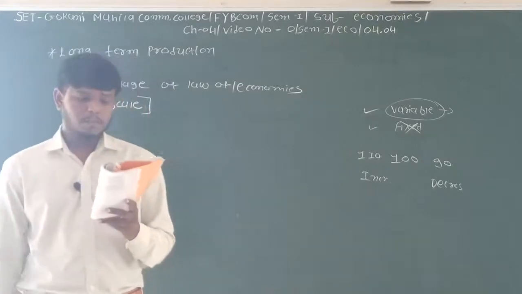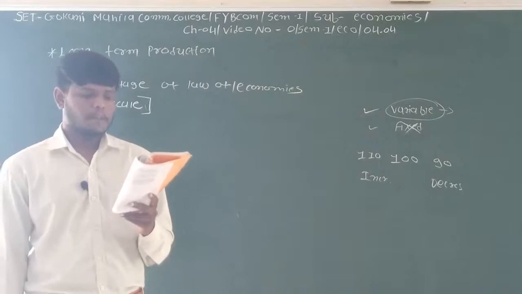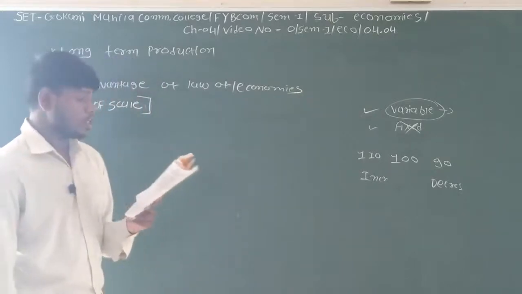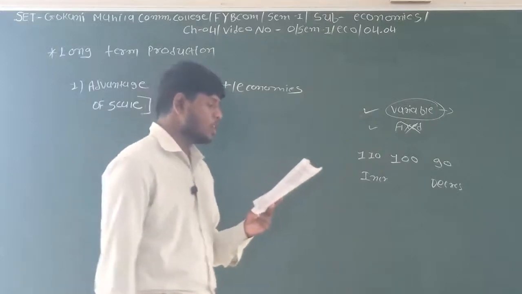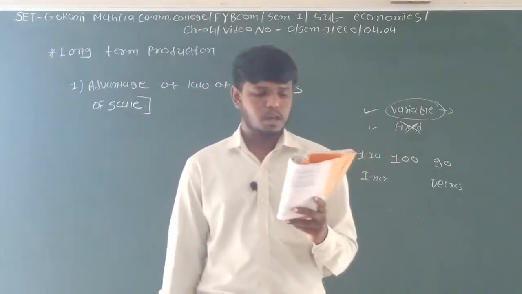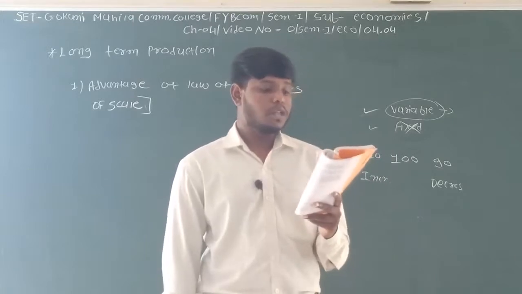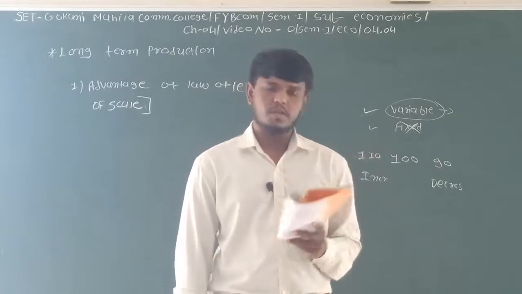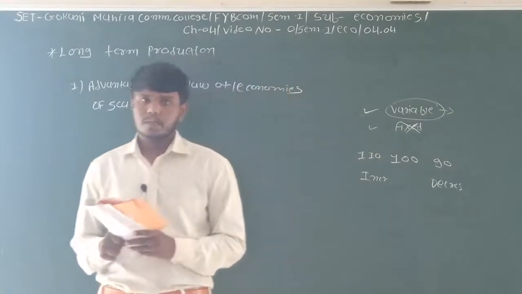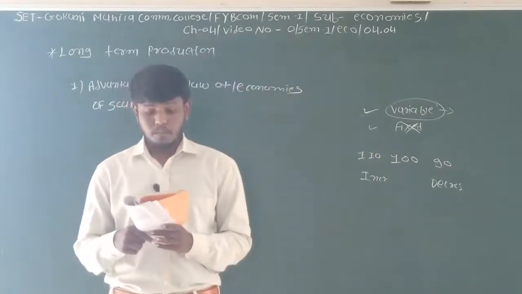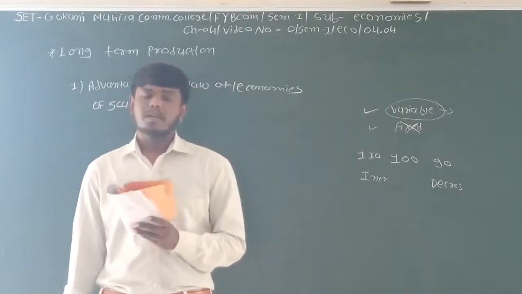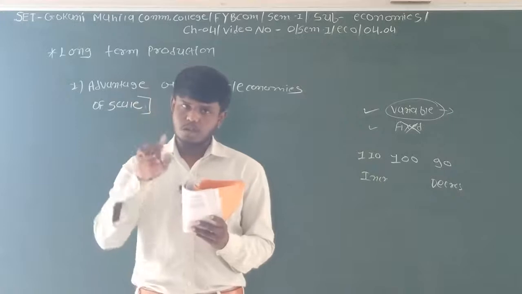In the long term, when the proportion of all factors of production is increased, the relationship between the increase in factors of production and the increase in output can be understood with the help of the law of economies of scale. It means in your business enterprise, in the long term, if all factors are increased, your production also increases.